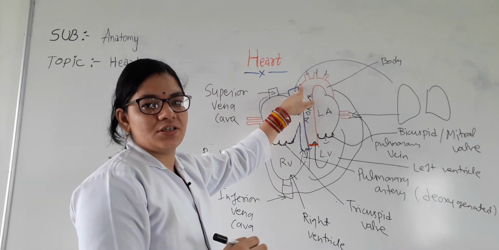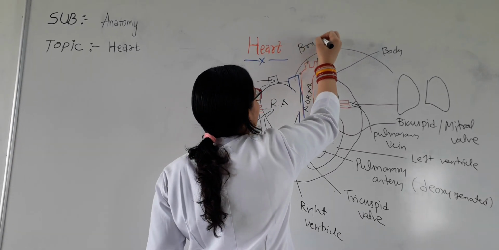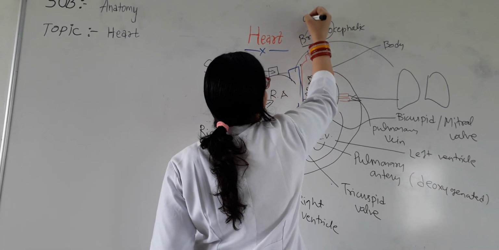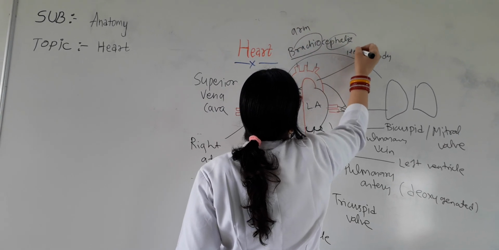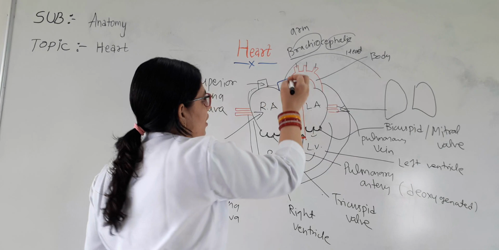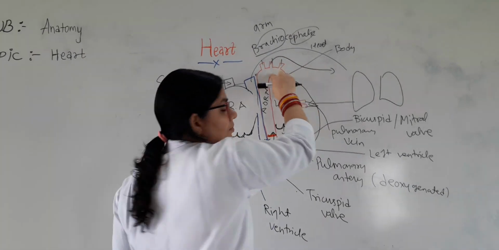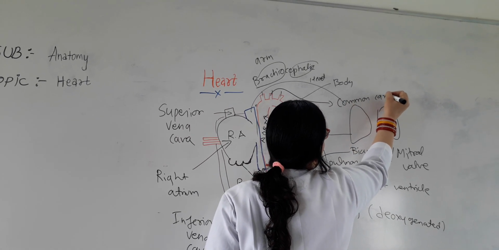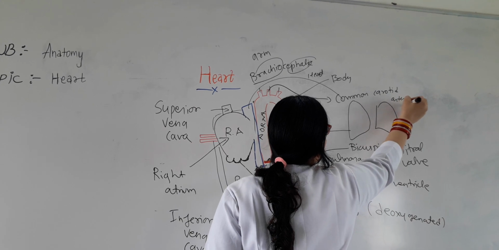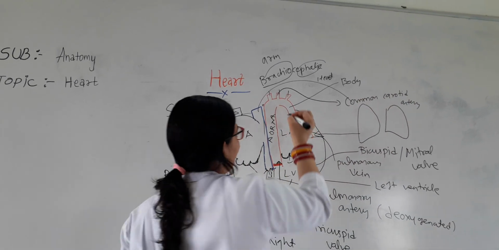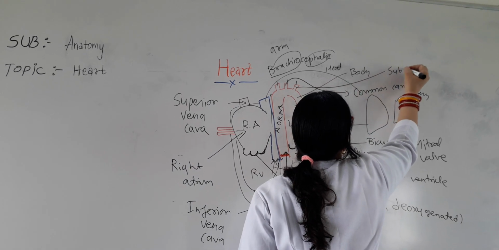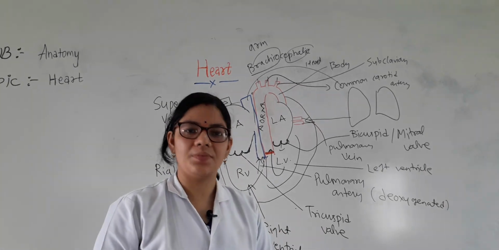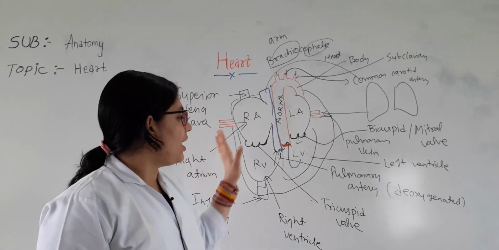The first branch is known as the brachiocephalic. So brachio means arm and cephalic means head. So this will supply the arm and head. Now after that, the second branch of the aorta is known as the common carotid artery. So this will supply the head and neck, and the last is known as the subclavian artery. Now the function of the subclavian artery is to supply the rest of the body parts. So this is all regarding the anatomy of the heart.